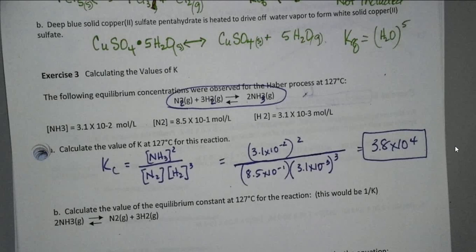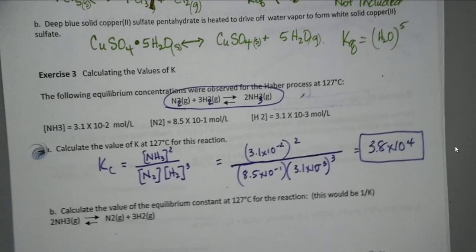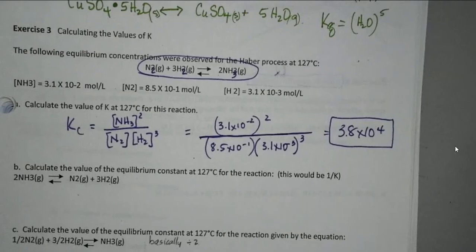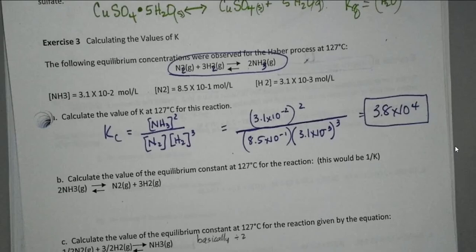Equilibrium, and we're looking at page 29. So we finished with letter B here. If you look at letter B, let's just kickstart you a little bit. It says calculate the value of the equilibrium constant at 127 degrees for the reaction.